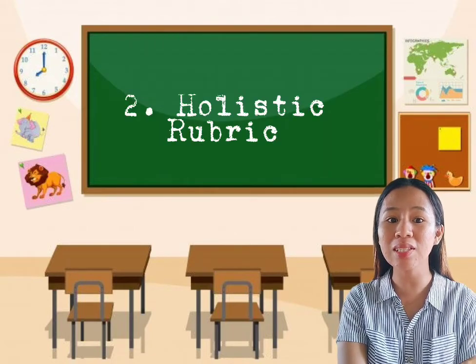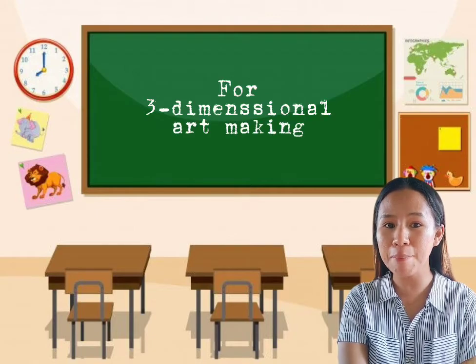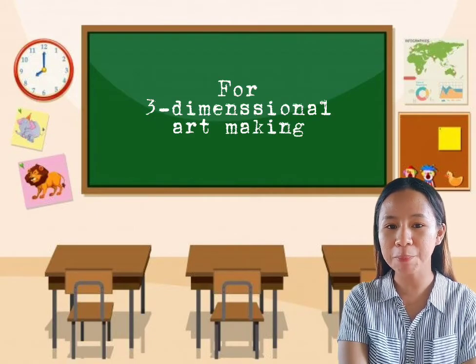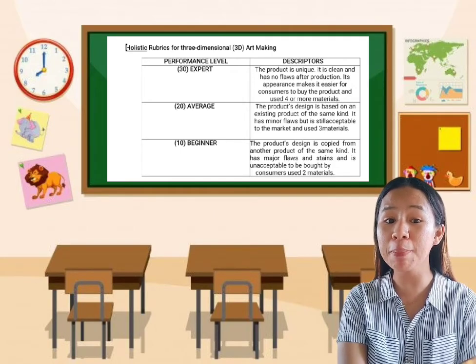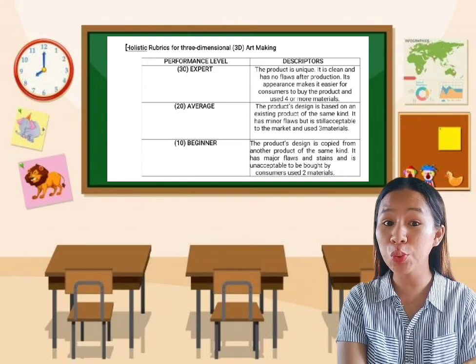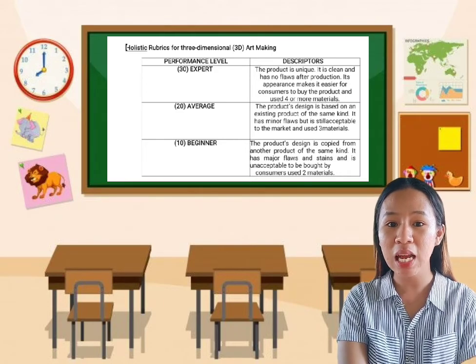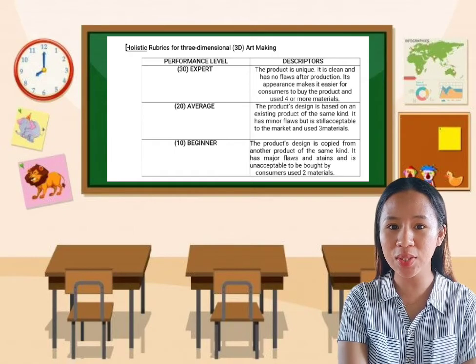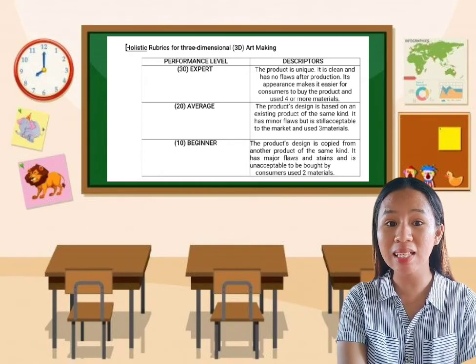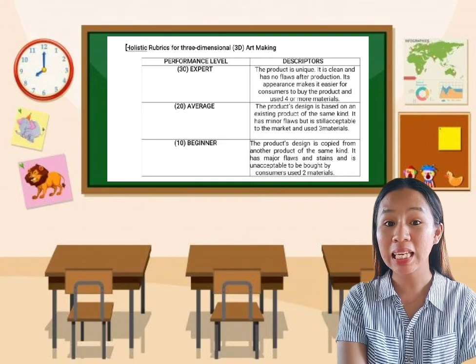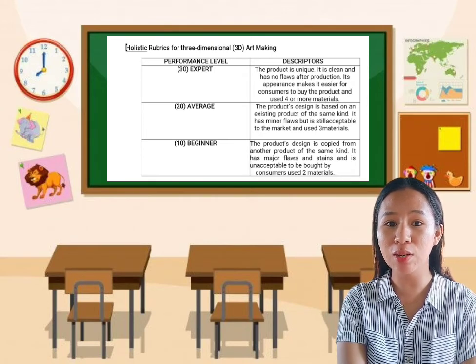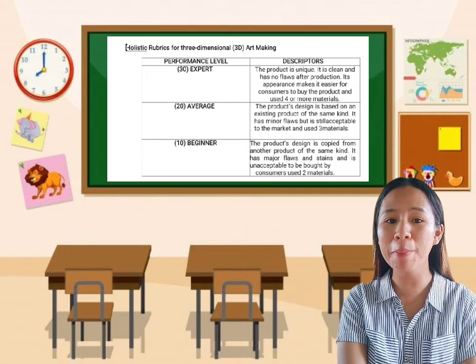Second is the holistic rubric for 3-dimensional art making. It has the performance level of expert with 30 points, average level with 20 points, and beginner level having 10 points. Under the expert level, it has a descriptor that the product is unique. It is clean and has no flaws after production. Its appearance makes it easier for consumers to buy the product and uses 4 or more materials.